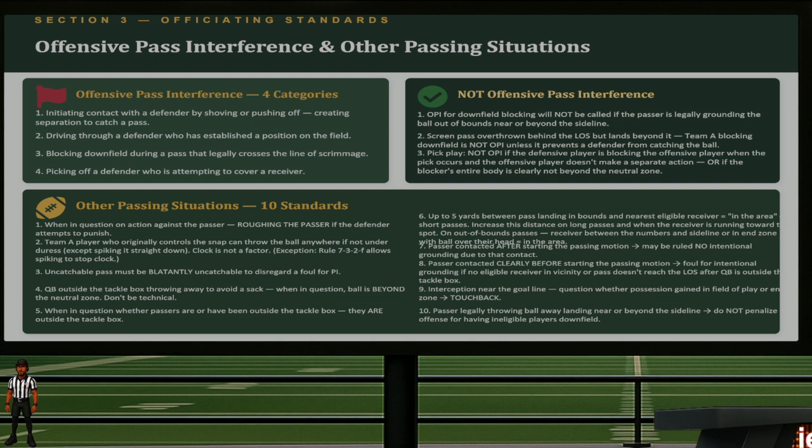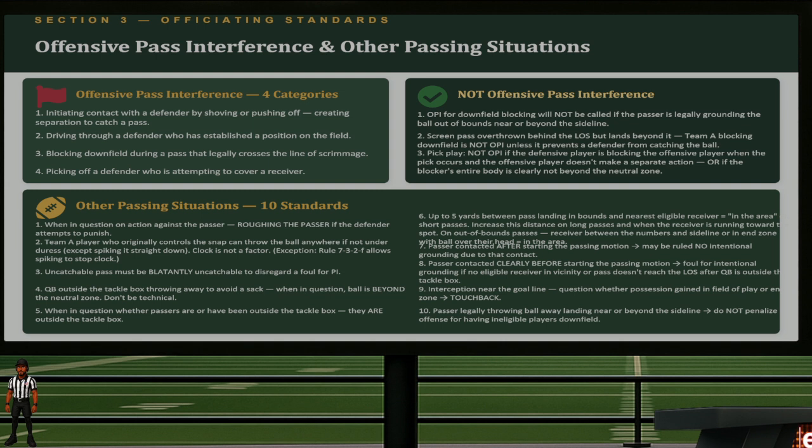Standard 3. An uncatchable pass must be blatantly uncatchable in order to disregard a foul for pass interference. Standard 4. When the Team A player who originally controls the snap is outside the tackle box and is throwing the ball away to avoid a sack, when in question as to whether the ball is beyond the neutral zone, it is beyond the line. Don't be technical. Standard 5. If in question as to whether passers are or have been outside the tackle box, they are outside the tackle box.